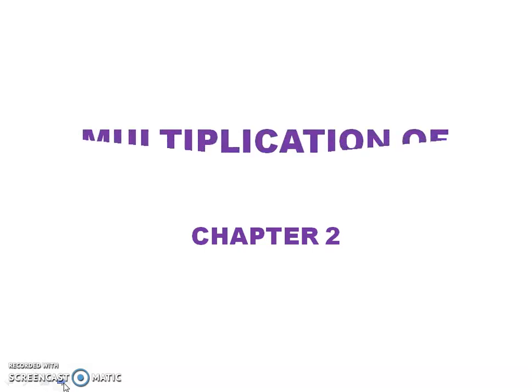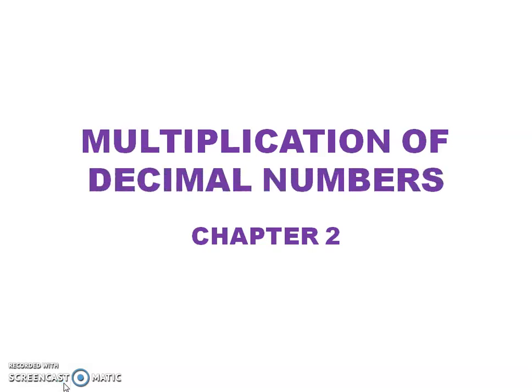Students, just a reminder, we are still in chapter 2. Next topic is multiplication of decimal numbers. Multiplication of decimal numbers is as easy as multiplication of whole numbers. You don't have much to think about, because if you are thorough with the multiplication tables, multiplication of decimal numbers will not bother you.